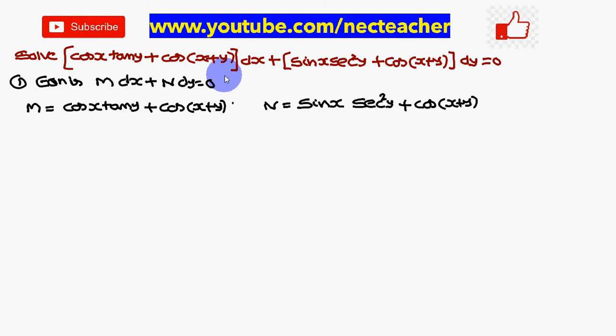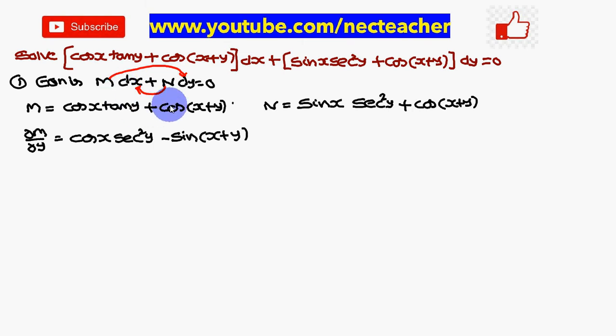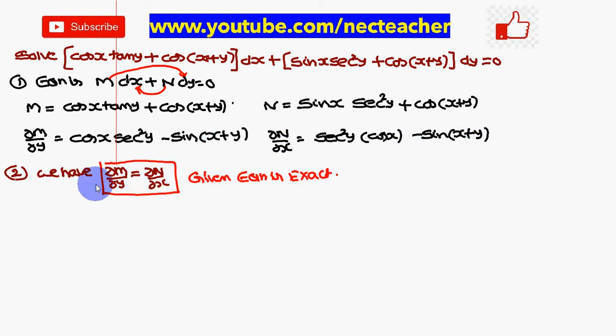Next, solve (cos x tan y + cos(x + y)) dx + so on. This is M, this is N. Completed. Next, ∂M/∂y: M you differentiate with y, N you differentiate with x. So you get like this, and similarly N also you get like this. So ∂M/∂y equals ∂N/∂x. So the integration of M dx treating y constant, and the integral of N dy, terms independent of x in N.